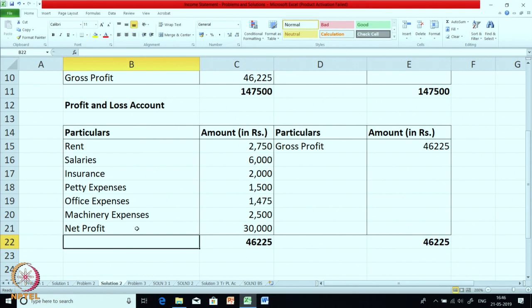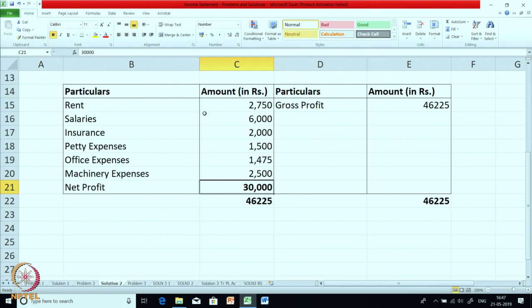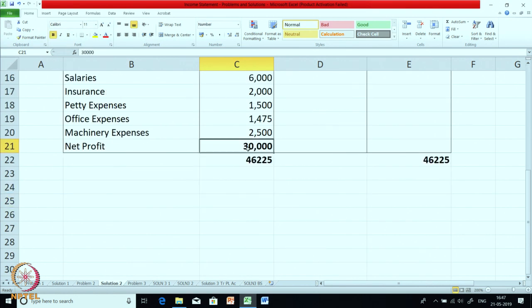Are you getting it? Net profit is the most important figure, so I am just making it bold. So, for this particular period, we have recorded all incomes and expenses and got a profit of 30,000.